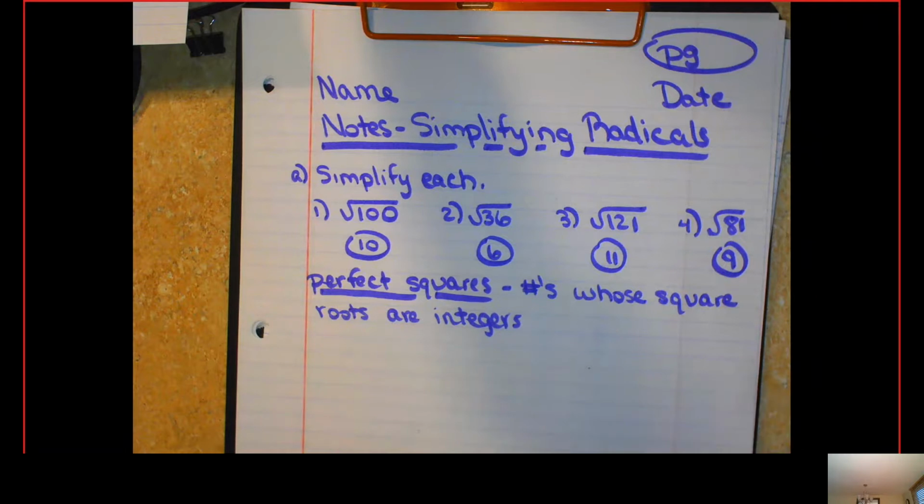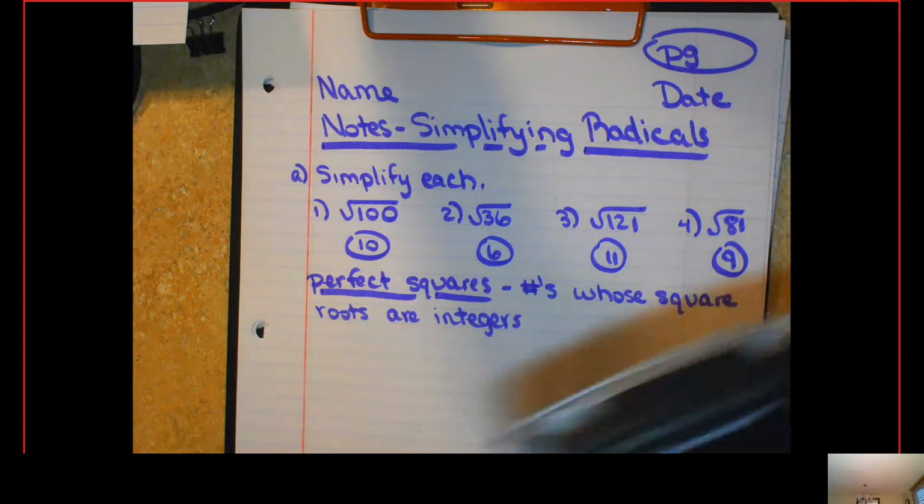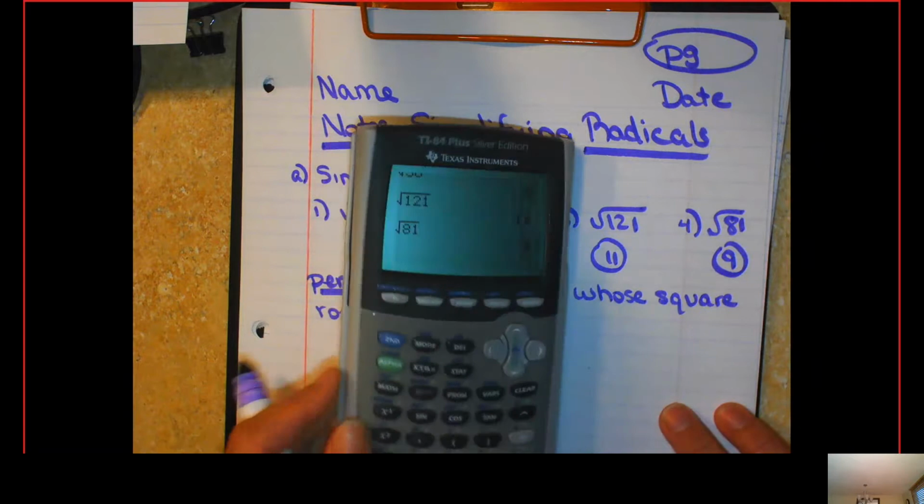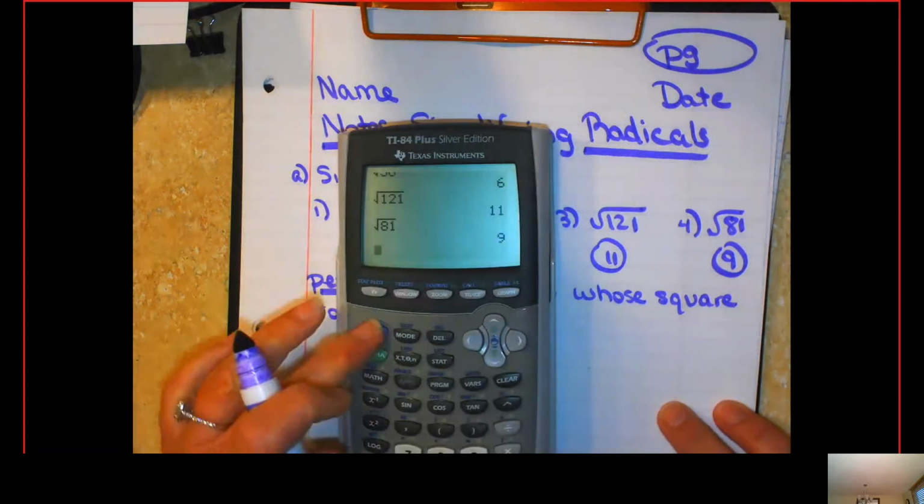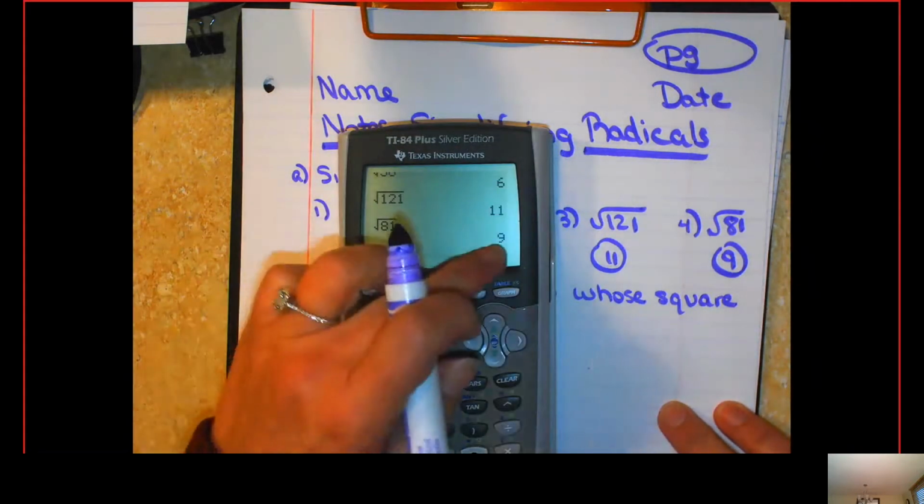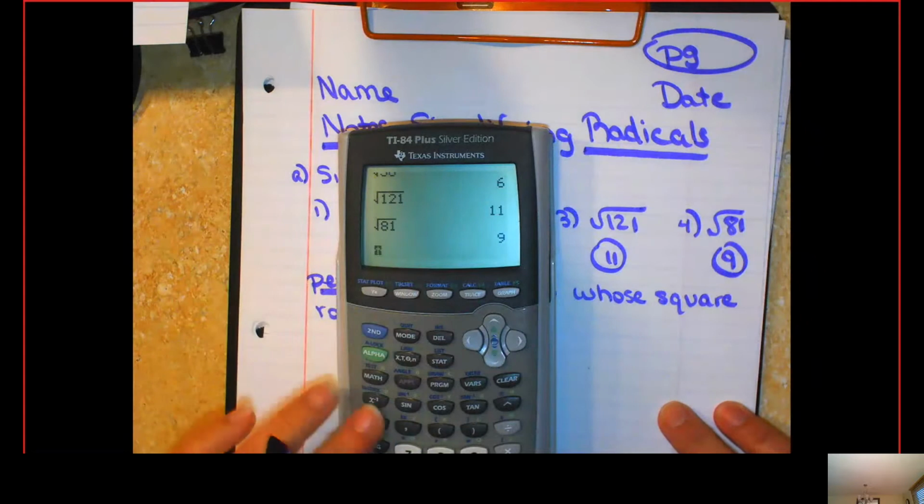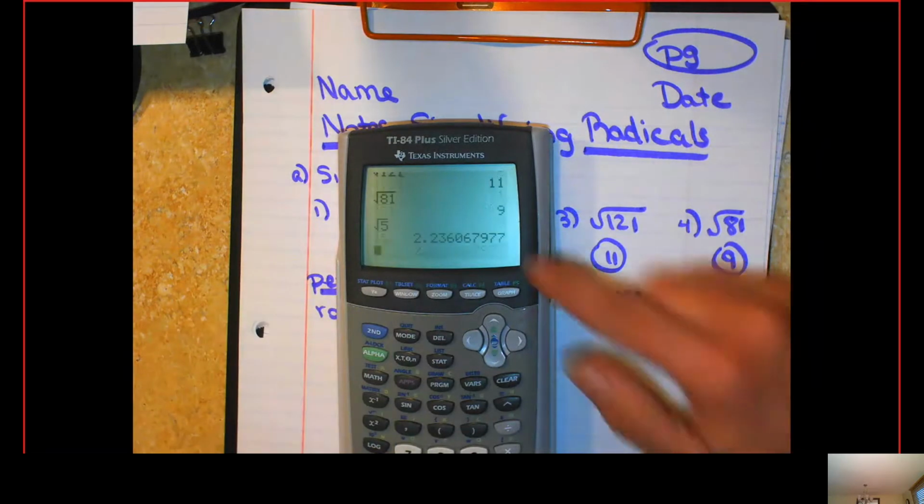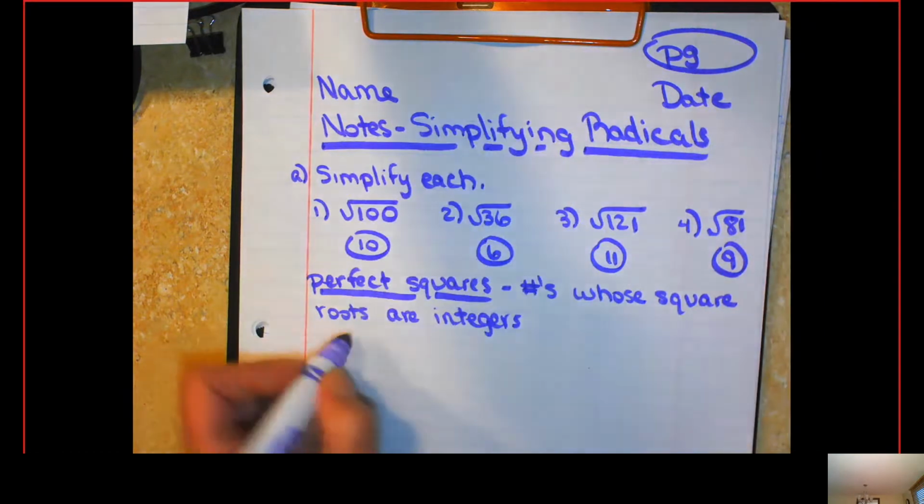Meaning when you do the square root of a number, your answer should be a whole number, not a decimal. So for instance, 81 is a perfect square because if you do the square root of it, you get 9, a whole number. 5 is not a perfect square because if I did the square root of that, I get a decimal.